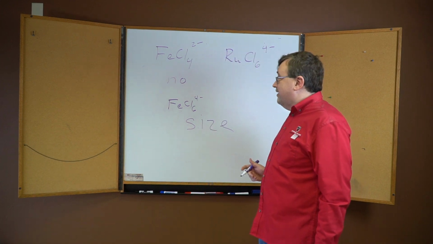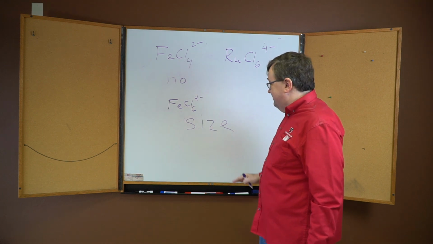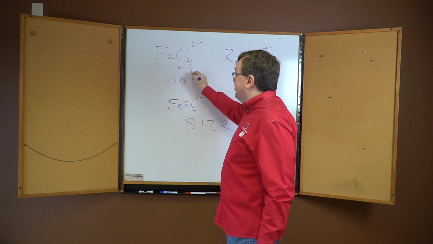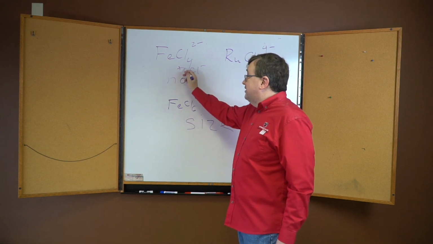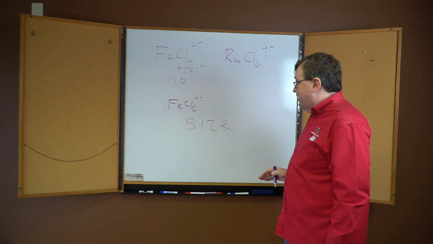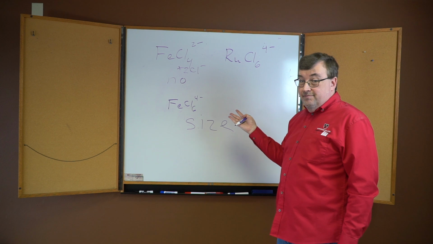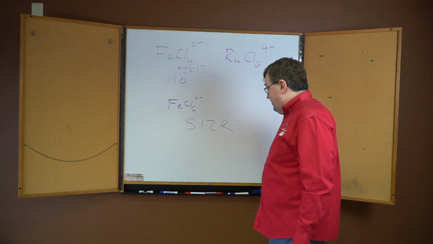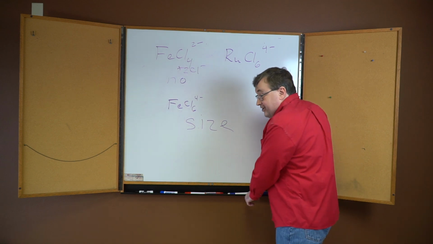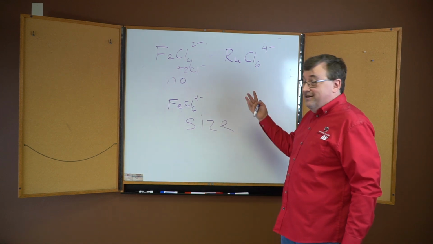Size matters, especially for larger, weaker ligands. This would rather be FeCl4 2- plus 2 free chloride ions, while this would rather have all the chloride ions attached to the ruthenium, because ruthenium is larger than iron. So we had one where charge, hard-soft acid-base theory, size matters, all those things still apply, and they're things that we have to consider.